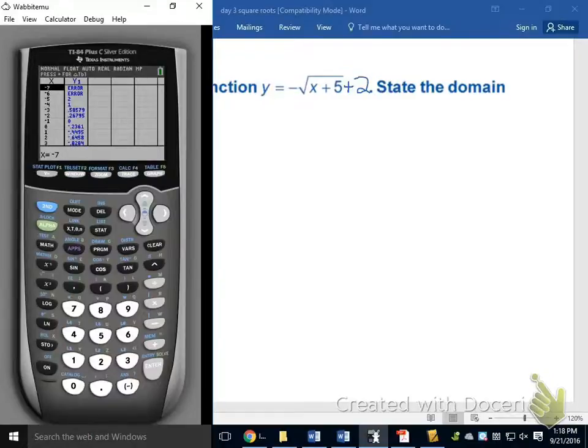Alright, so stating domain and range. My domain is that x needs to be greater than or equal to negative 5. Again, I could have gotten that by doing x plus 5 is greater than or equal to 0. Subtract the 5 on both sides.